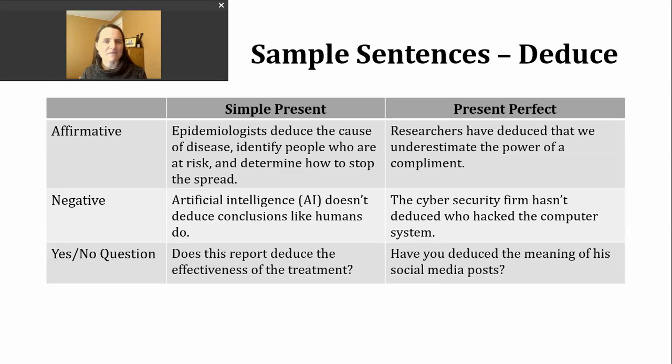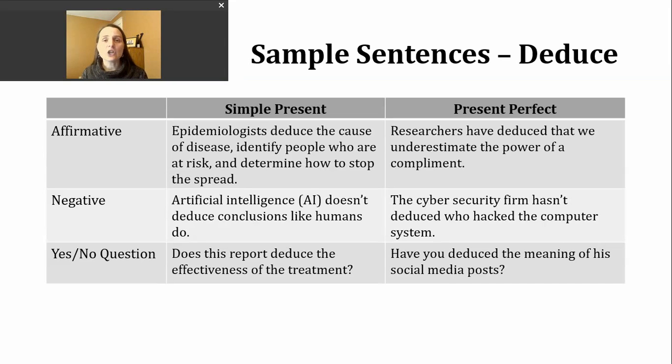So if you read it in technology journals or even maybe a little bit in science fiction, the sentence might make more sense to you, but kind of the idea of robots and their intelligence and their thinking process is different than human beings. Now, if I want to make a yes or no question in the simple present, I'm going to start with do or does. Whichever word there matches my subject, which comes next, and then I'm going to use the base verb. Here's another example. Does this report deduce the effectiveness of the treatment?